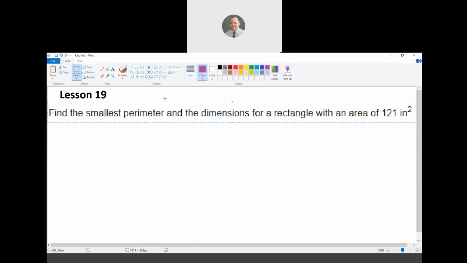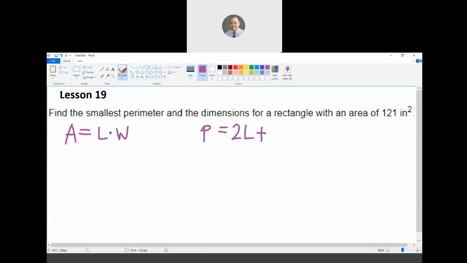Find the smallest perimeter and the dimensions for a rectangle with an area of 121 square inches. Two things are mentioned here about the rectangle: the perimeter and area. So that means we need both formulas. So we have area equal to length times width. And the other formula we'll be using is P equal to 2 times the length plus 2 times the width.